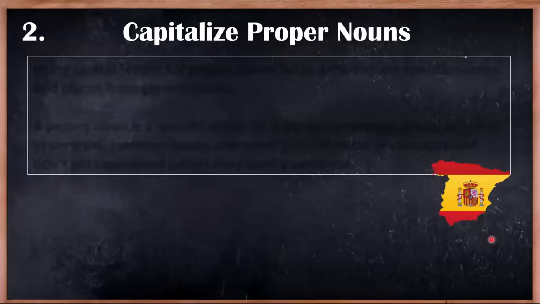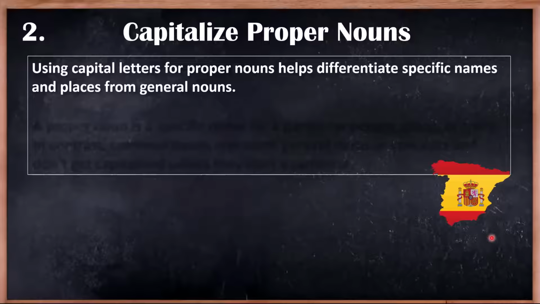Let's talk about rule number 2, and this is a very important one. In English, we capitalize proper nouns. We know that nouns are people, places, or things. And using capital letters for proper nouns helps differentiate specific names and places from general nouns.